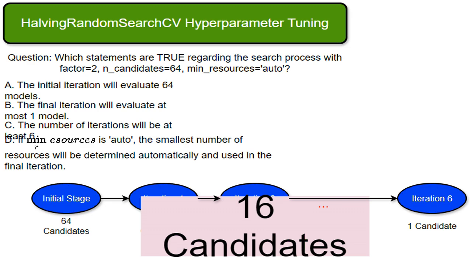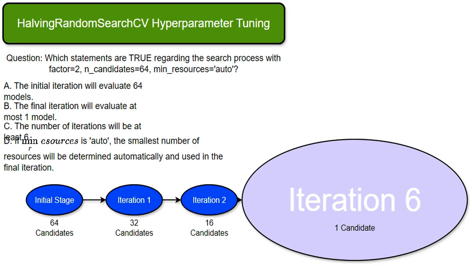It's like iteratively refining your cake recipes. You're continuously improving them, eliminating the poorer ones at each stage. After 6 iterations, calculated using the formula log base 2 of 64 equals 6, only one candidate model remains. We have our winner. This demonstrates the successive halving technique. It's like getting to that one perfect cake recipe after several iterations of tasting and refinement.